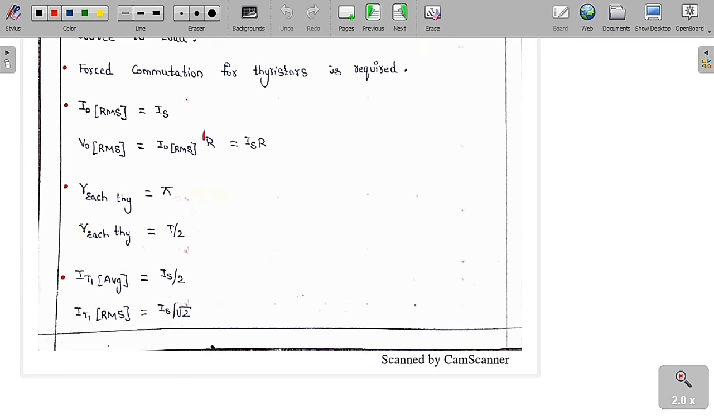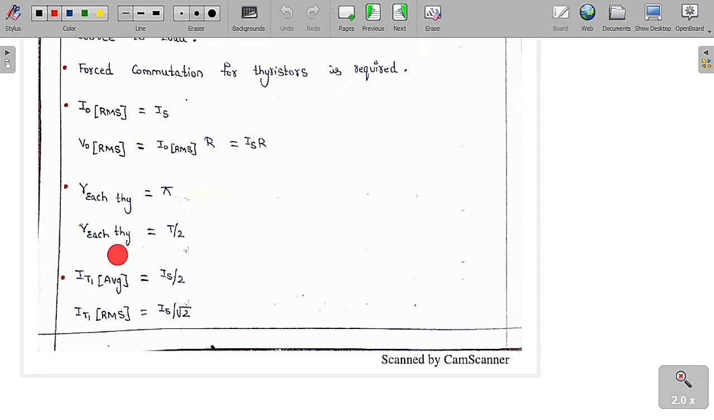I0 RMS is equal to IS, so IS into R. So the RMS value of the output current is IS, and the RMS value of the output voltage is equal to I0 RMS into R, which is IS into R. So you can see clearly from the graph, the conduction angle of each thyristor is pi. So each thyristor is going to conduct for only pi.